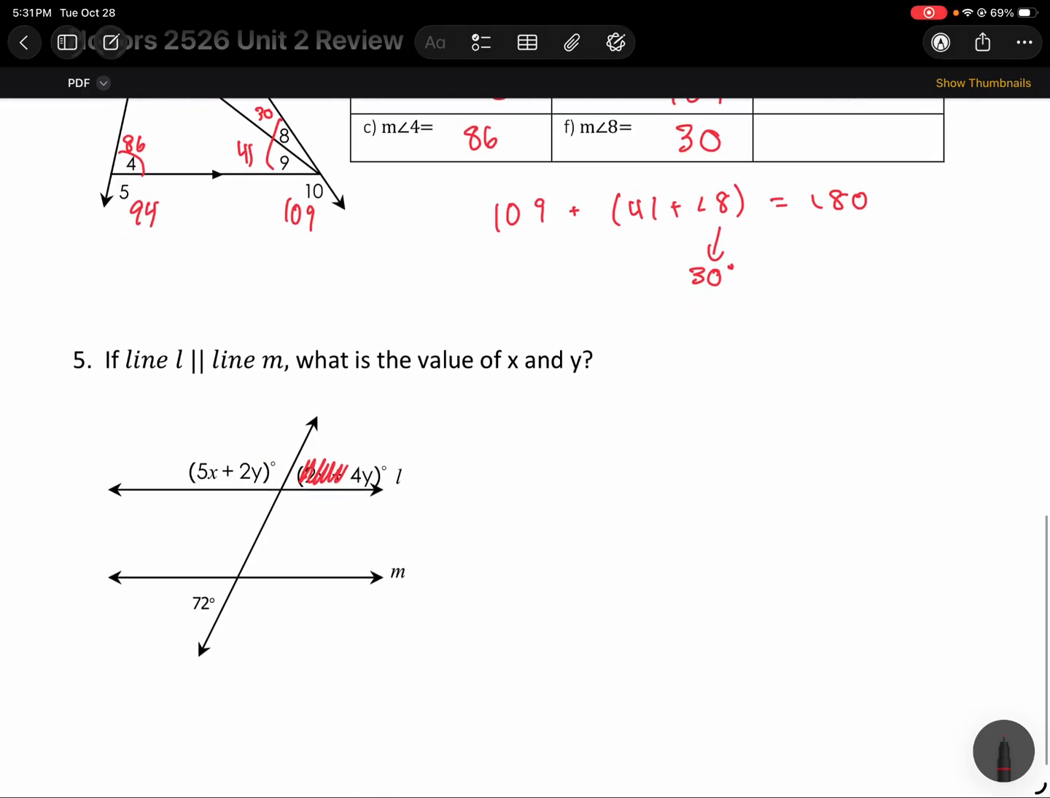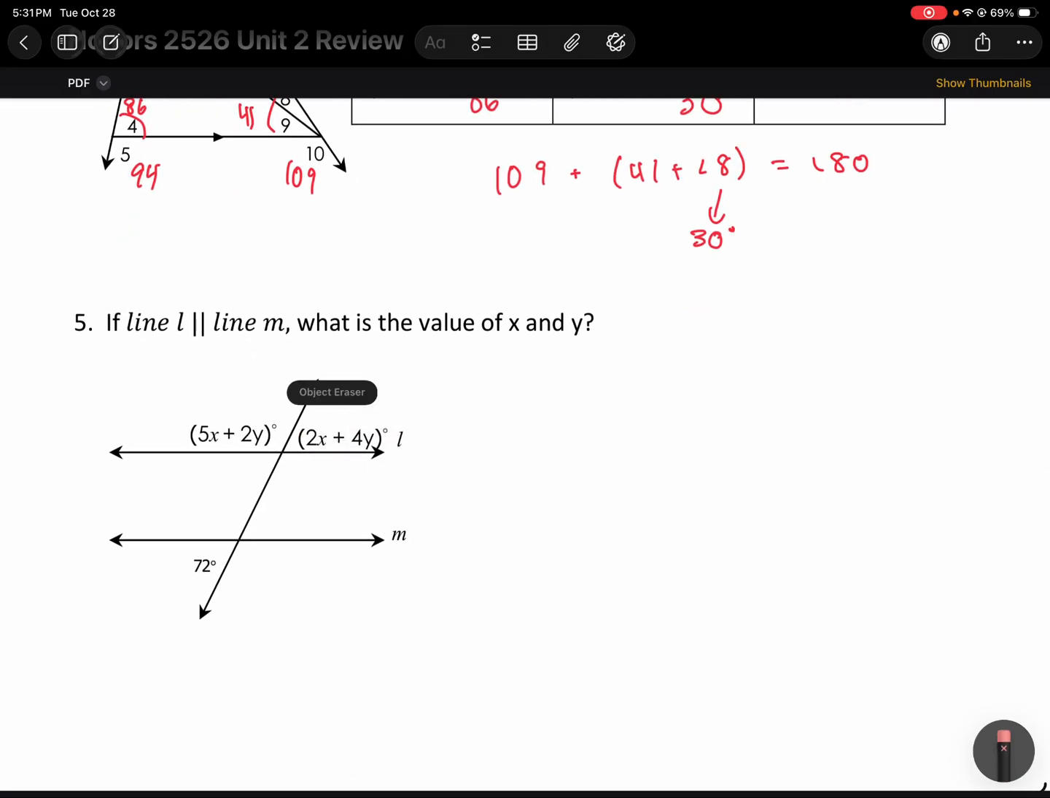Okay, there's a question on number 5. It originally says 2x plus 2y and 2x plus 4y on this one, but I need you guys to scratch out this question because it's incorrect and impossible to do otherwise without using substitution, which is something that you will officially learn in Algebra 2.